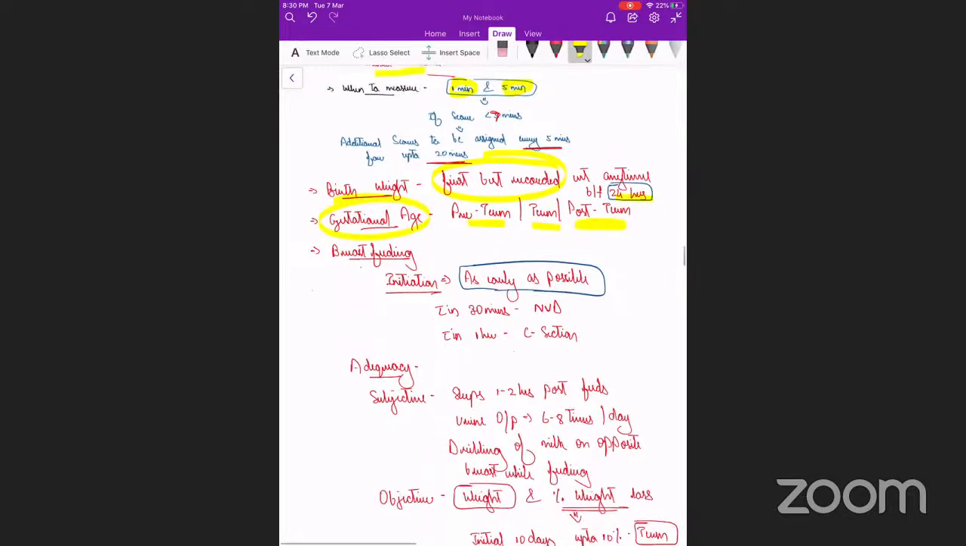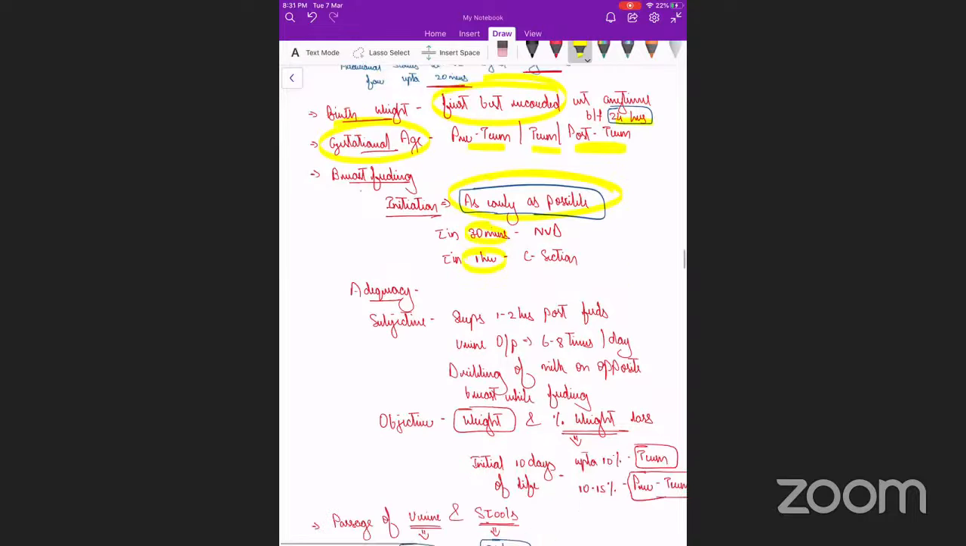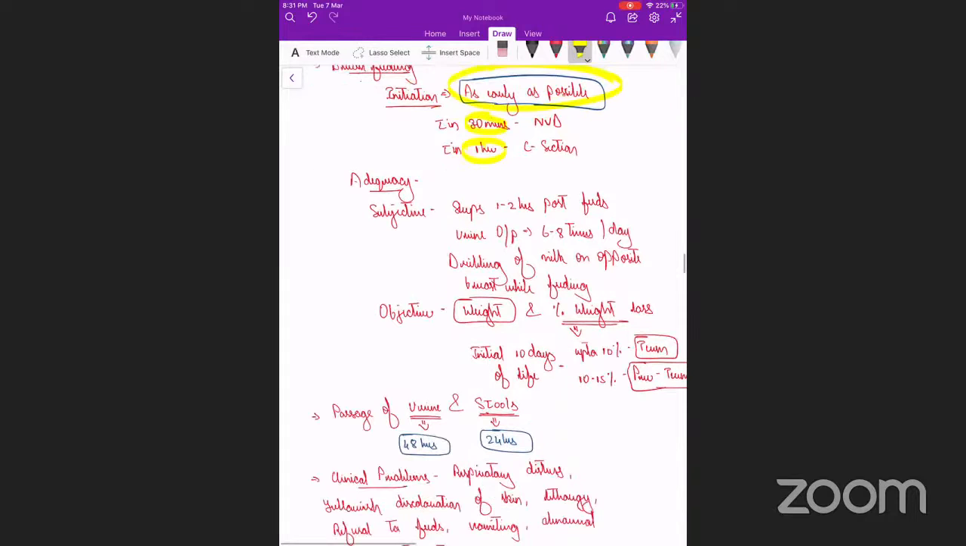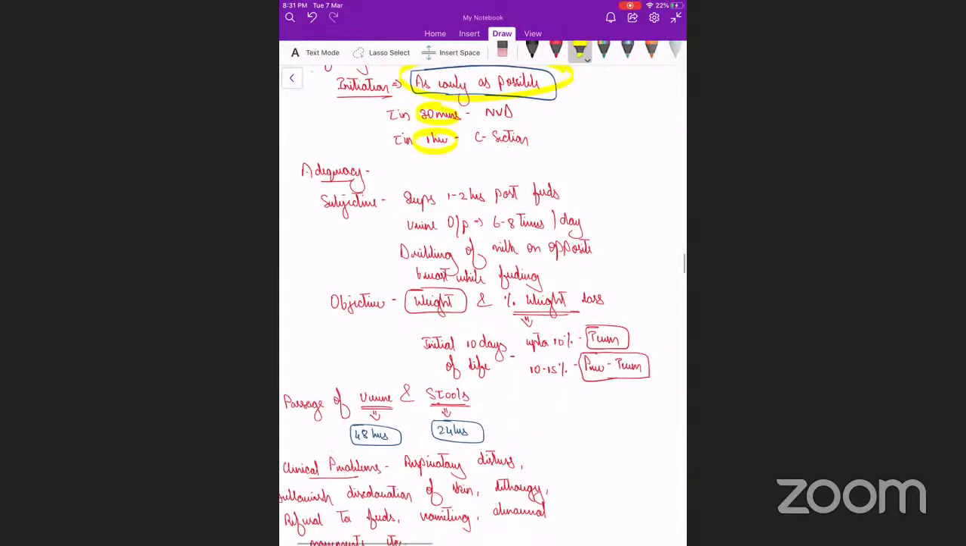And next we'll ask about the details of breastfeeding. So when to start breastfeeding? As early as possible. Ideally as early as possible, but within 30 minutes of normal vaginal delivery and within 1 hour of cesarean section, breastfeeding has to be started. Next, we'll ask about the adequacy of breastfeeding. It can either be subjective, as noticed by the mother, or we look into it, that is objective.